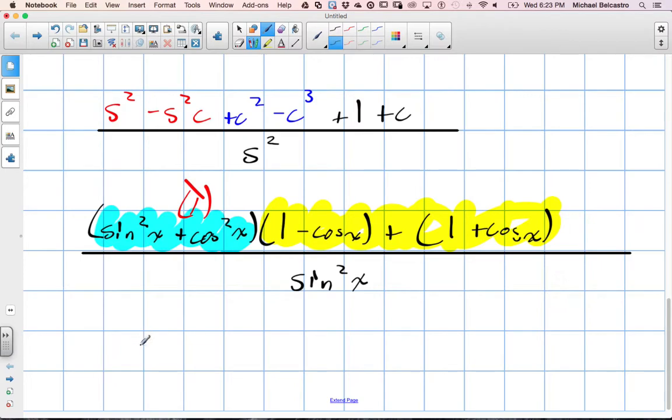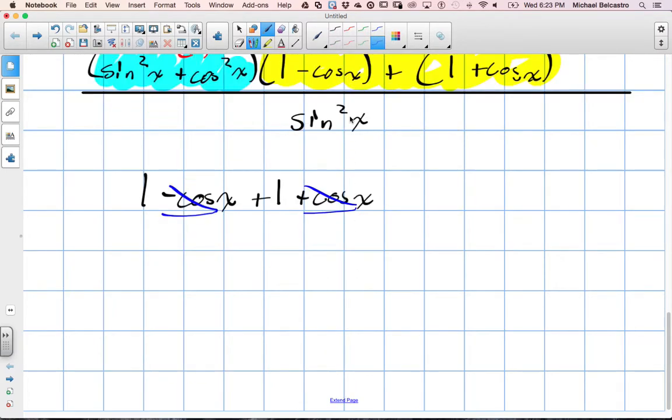So we have 1 minus cos x, and because it's just addition, all the brackets drop off. So plus 1 plus cos x. Our negative cos x and our positive cos x cancel each other, and you're left with 1 plus 1 on top. So 1 plus 1 over sine squared x is equal to 2 over sine squared x.